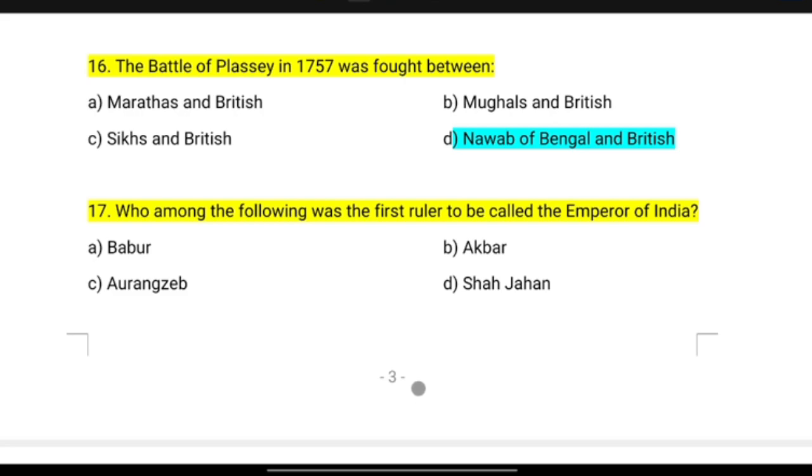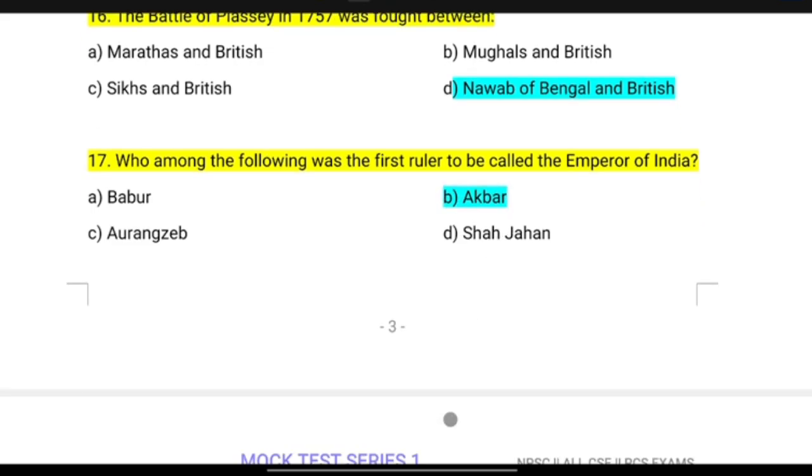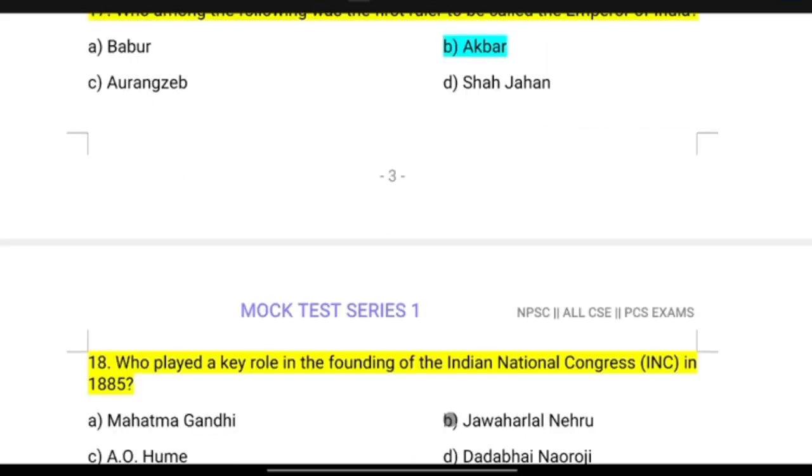17. Who among the following was the first ruler to be called the Emperor of India? Answer. B. Akbar. Explanation. Akbar the Great was the first Mughal ruler to be called the Emperor of India, as he successfully consolidated and expanded the Mughal Empire during his reign.